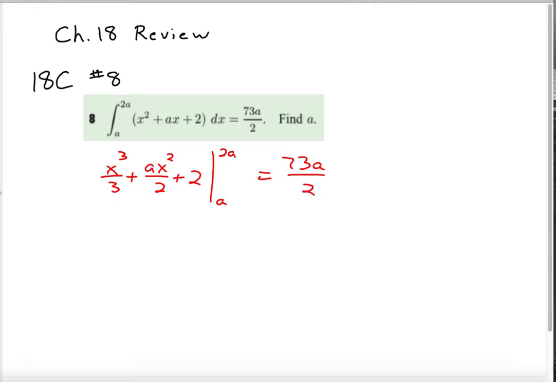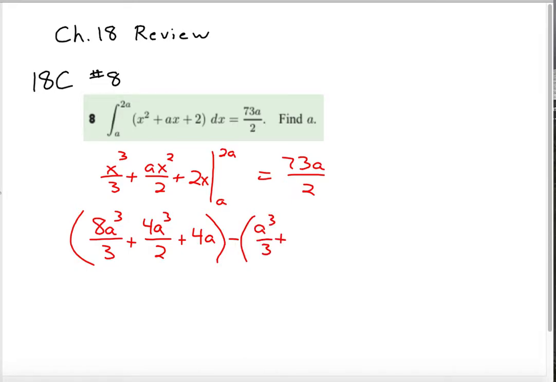So first we plug in 2a for all the x's. 2a cubed is going to give us 8a cubed over 3 plus 2a squared is 4a squared times the other a is going to be 4a cubed over 2. And then plus 2 times 2a is 4a. And then subtract from that. Now I plug in a, and I'm going to get a cubed over 3, plus a squared times a is another a cubed over 2, plus 2a.